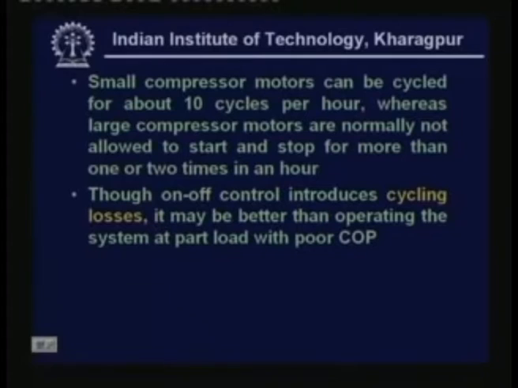Though on-off control introduces cycling losses, it may be better than operating the system at part load with poor COP. So, what happens during on and off? For example, in a domestic refrigerator, we typically use a capillary tube as an expansion device. When you are switching off the system, there will be a pressure equalization. That means the entire system pressure will reach an equilibrium value. This happens as the high pressure refrigerant vapor or high pressure refrigerant liquid from the condenser flows through the capillary tube and enters the evaporator, so that the pressure difference vanishes. Ultimately there will be no pressure difference between the condenser and evaporator.